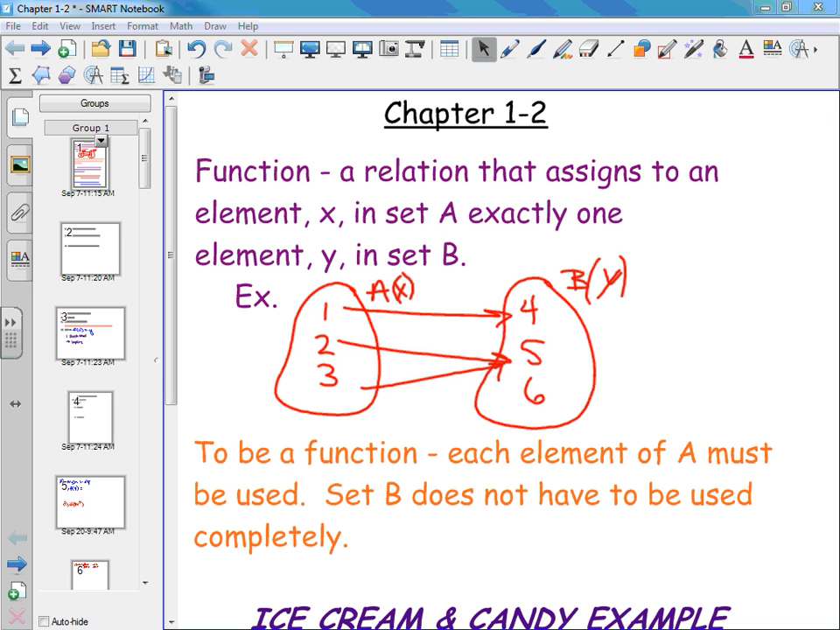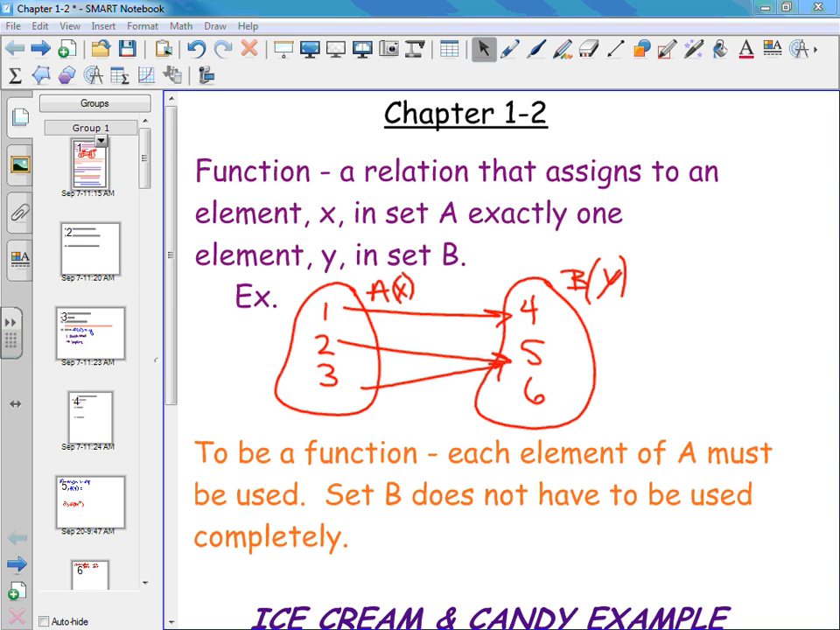Yes. A function is a relation that assigns an element x in set A to exactly one element y in set B. You have to have two sets: your domain set and your range set. X is your domain, Y is your range. Set A is your domain, set B is your range. Input is your domain, output is your range. Do y'all get all those little words I just threw out at you? No. So we'll go back over.